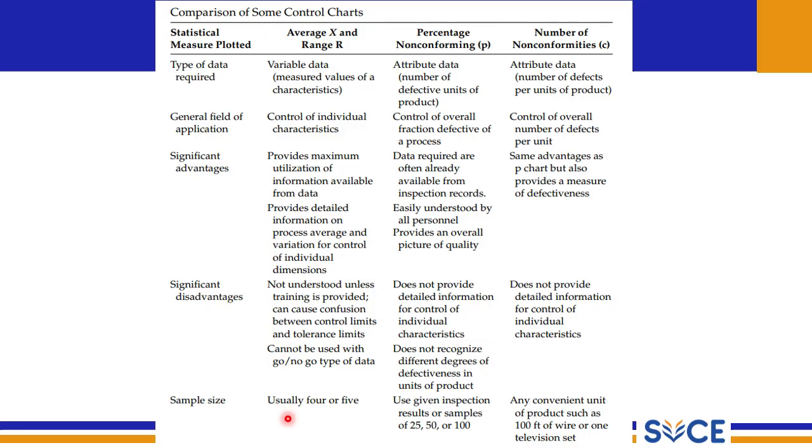So the sample size is usually 4 or 5. For the P chart, it is usually 50 or 100, depending upon the type of data you get. Okay, so this is the basic comparison of different control charts that we are going to analyze in our statistical process control chart.